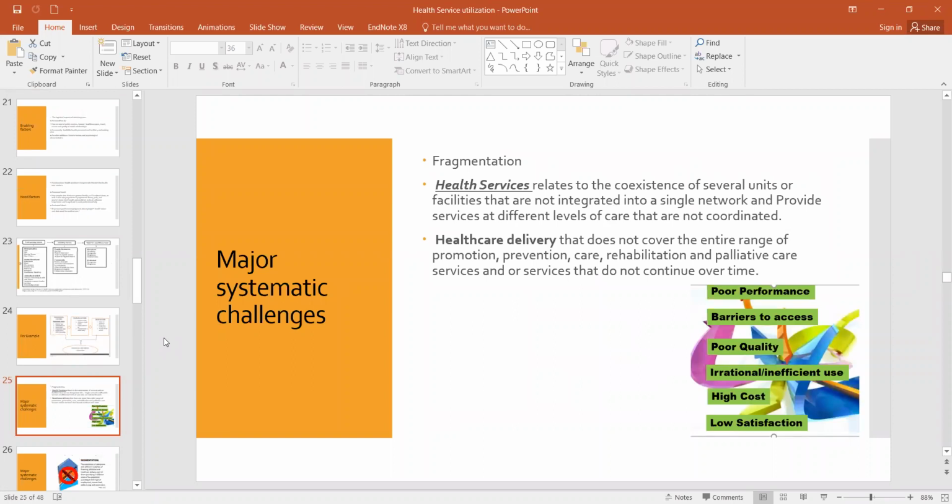There are major systematic challenges which are faced in health services utilization, like fragmentation in our system. Fragmentation of health services relates to the coexistence of several units or facilities that are not integrated into a single network and provide services at different levels of care that are not coordinated, and healthcare delivery that does not cover the entire range of promotion, prevention, care, rehabilitation, and palliative care services, and services that do not continue over time.